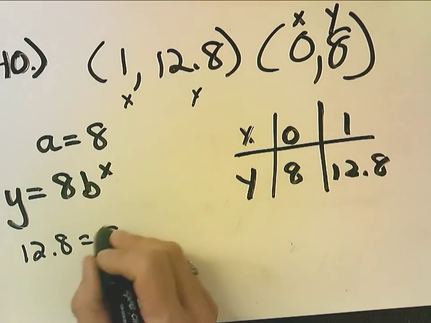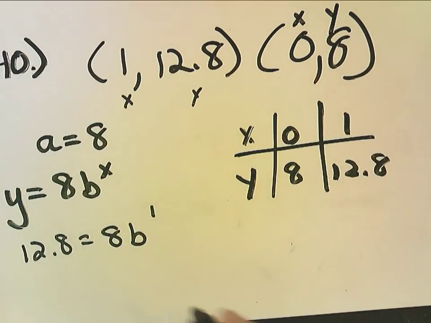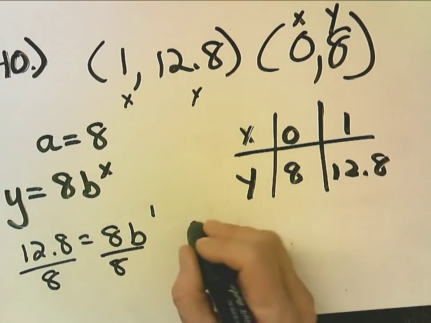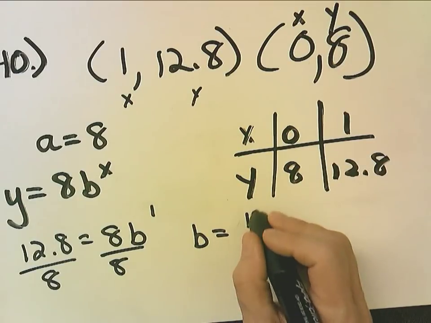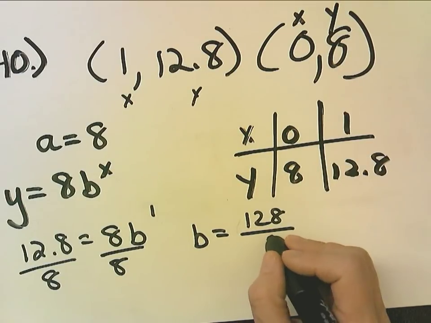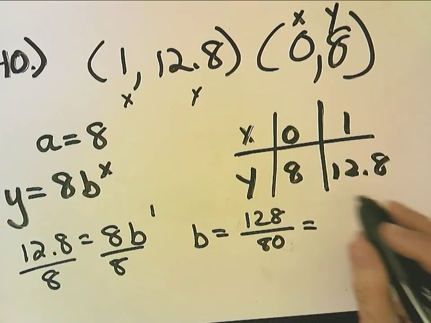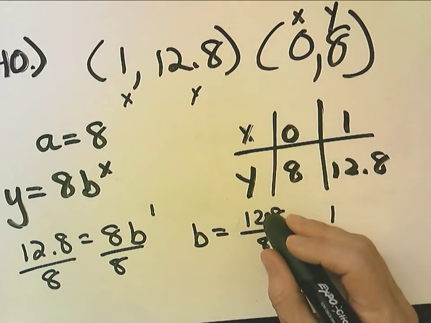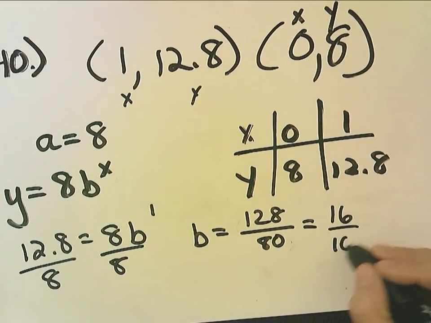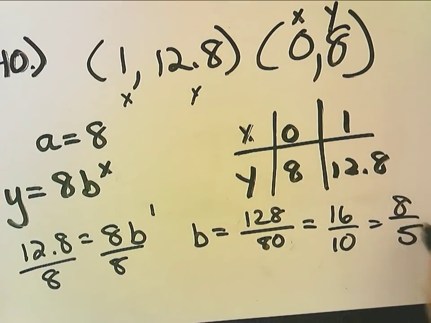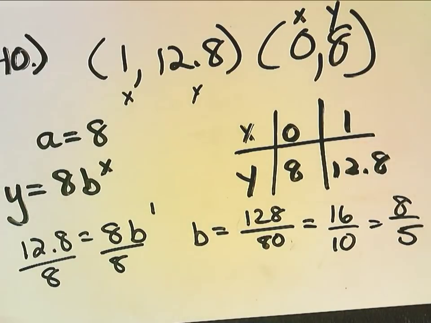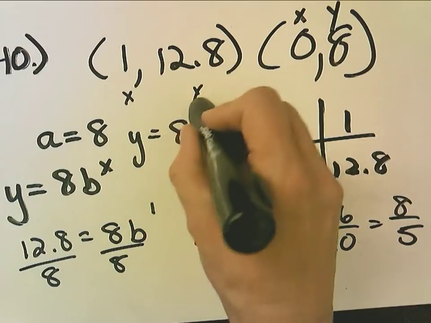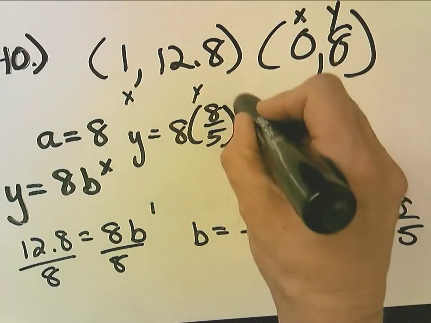I can say 12.8 equals 8 times b to the first, and I can divide 12.8 by 8, so b equals 128 over 80. And 8 goes into 12 once, 8 goes into 48. 16 over 10, which is 8 over 5. So I get b is 8 over 5. So the answer would be y equals 8 times 8/5 to the x.